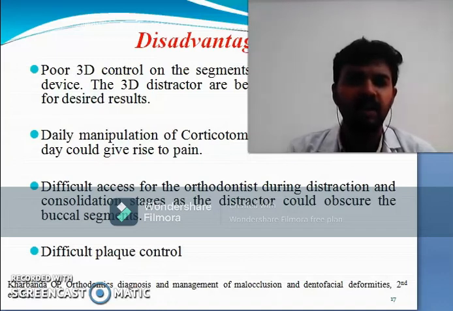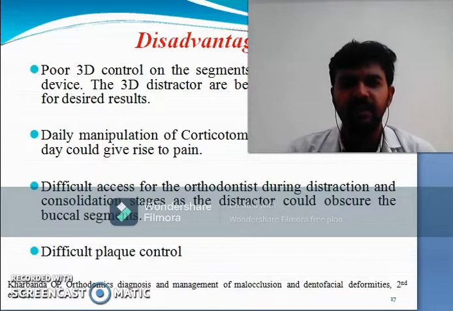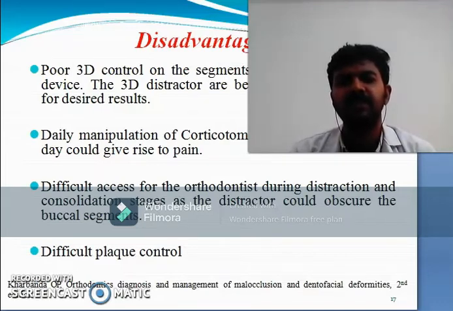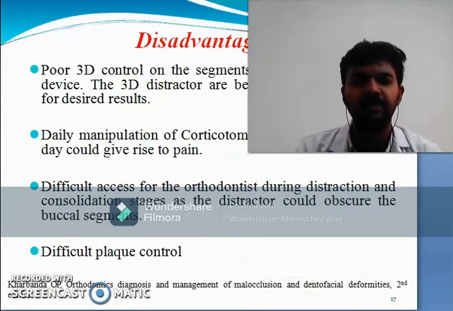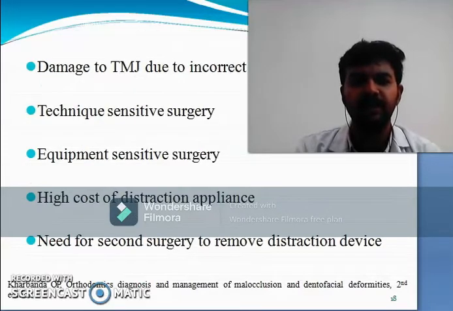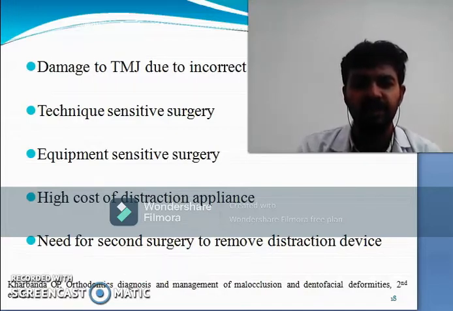Disadvantages: poor 3D control of the segments with current distractor devices. The 3D distractors are being constantly modified for desired results. The daily manipulation of the corticotomy, one or several times a day, could give rise to pain. Difficult access for orthodontists during distraction and consolidation stages, as a distractor could obscure the buccal segments. Difficult plate control. Damage to the TMJ due to incorrect vector orientation. Technique sensitive surgery. Equipment sensitive surgery. High cost of the distraction appliance. The need for a second surgery to remove the distraction device.